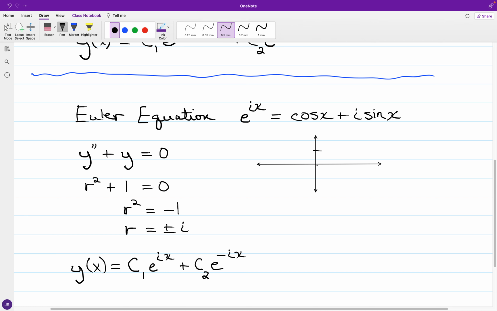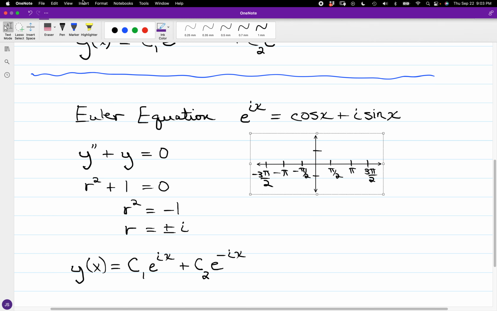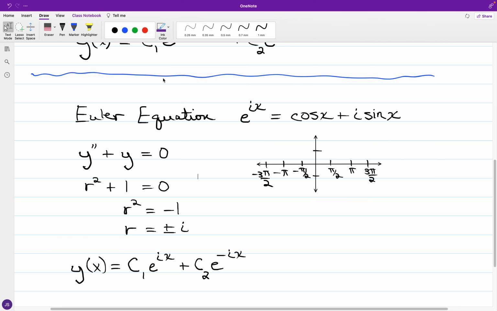And just to provide a rough sketch here, you see I have pi over 2, pi, three halves pi. At the other end of the spectrum, we have negative pi over 2, negative pi, negative 3 halves of pi. Now let's say we're working with the sine wave, first of all.